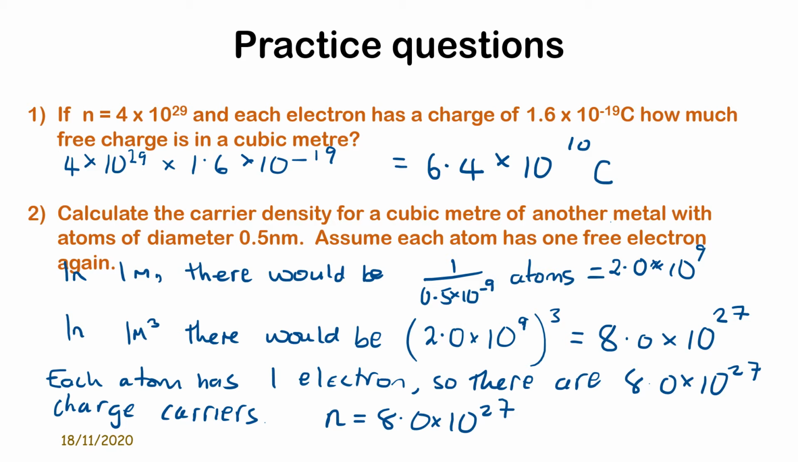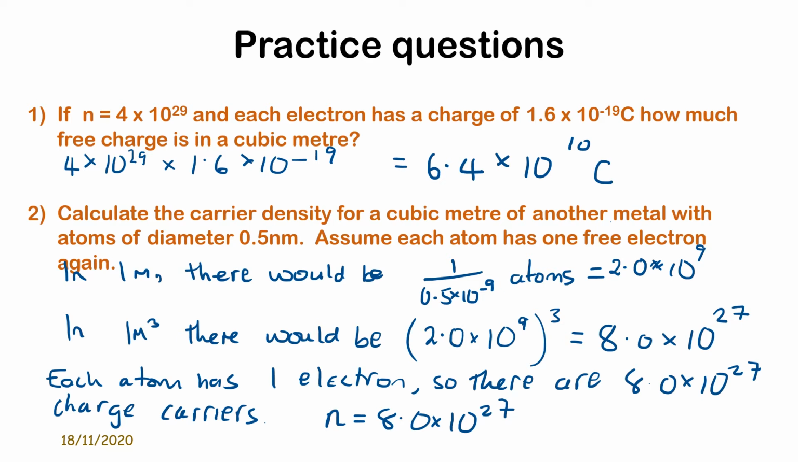Given the diameter of the atoms, it's a different metal. Assume each atom has one free electron again. For this one, we know the diameter of the atom, so we can work out how many there will be in a meter cubed, like we did in the first example. So in 1 meter, there would be 1 divided by 0.5 times 10 to the minus 9 atoms, which equals 2 times 10 to the 9. In a meter cubed, we would need to cube that value.